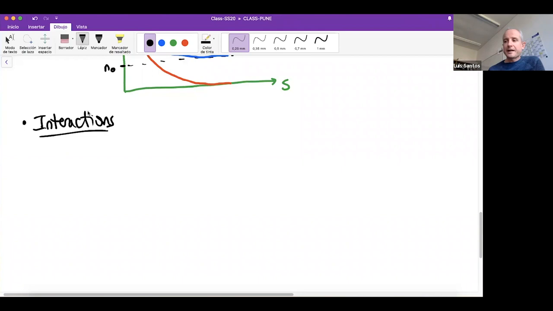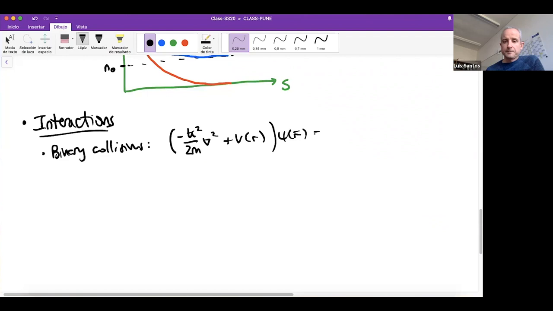And binary collisions can be described easily in the center of mass reference frame. It's a two-body problem, right? So you have something like this. This is the potential of interaction, which we assume is a central potential. So we have to solve this type of Schrödinger equation. And typically, the potentials of interaction, this V(r) versus r, are something like this. So something that decays like 1 over r to the power 6, negative. Yeah, so it decays pretty fast with distance between the particles.